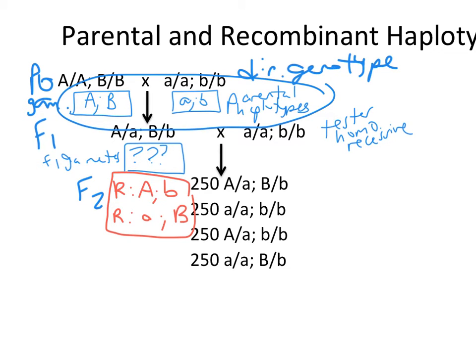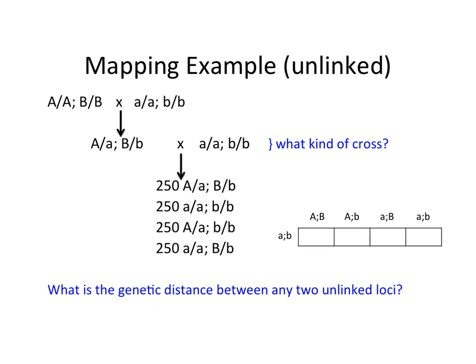So why do we care about parental and recombinant? They would let you know if the genes are linked or not. So if you've got a haplotype that's recombinant, what happened during meiosis that produced those gametes? Crossing over. So we detect crossing over events by looking at the haplotypes of the gametes that are produced by meiosis. For example, here we go. We've got 2 genes that are unlinked.